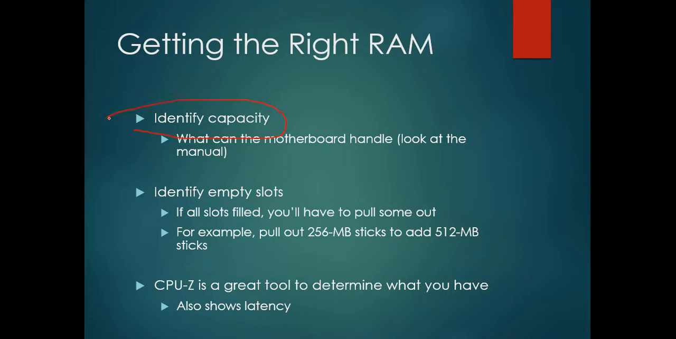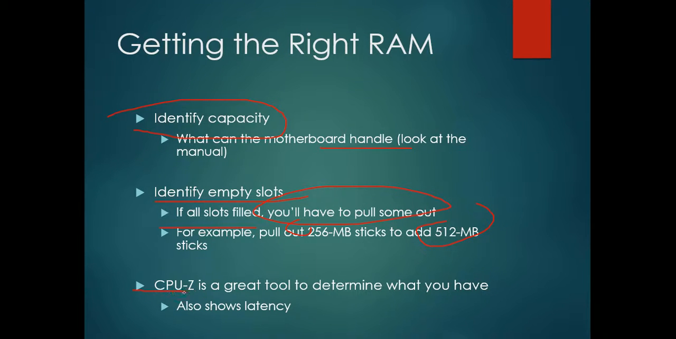And how to get the right RAM? I have to identify the capacity. What can the motherboard handle? This is very important. The motherboard can handle only a specific type or specific capacity of RAM, and you have to identify the empty slots. If all the slots are filled, you have to pull out some, like you can change your 256 by 512 MB.